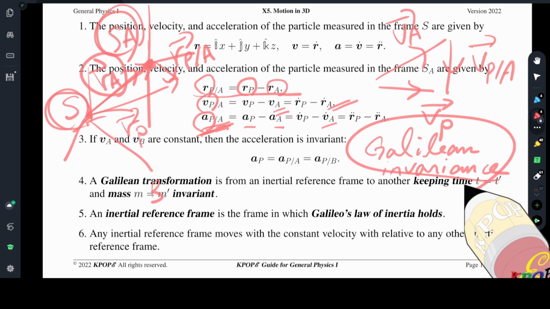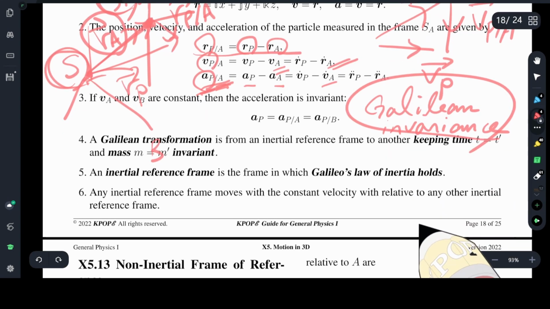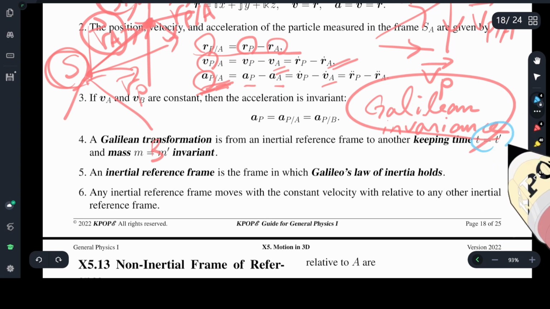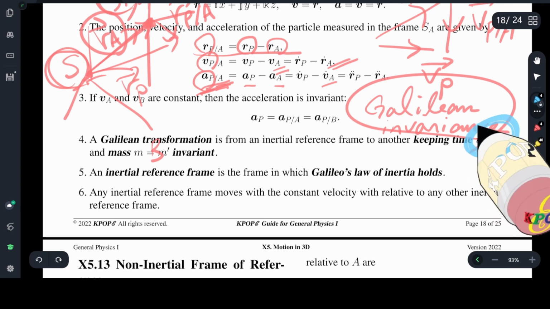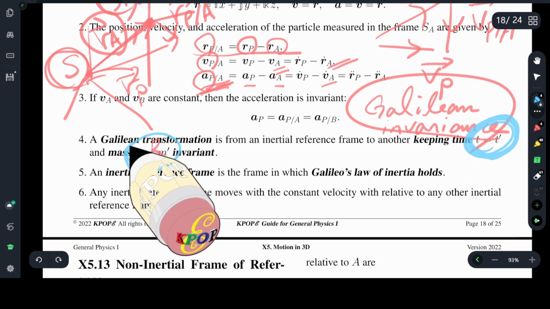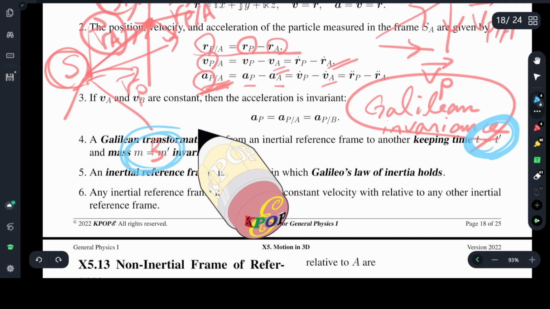The Galilean transformation assumes two important constants. There are two. One is that time is invariant. The other, that the mass of a particle is invariant. Unfortunately, both of them are wrong in the sense of Einstein's relativity.